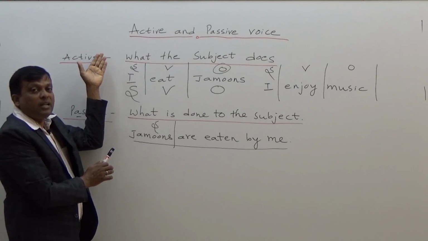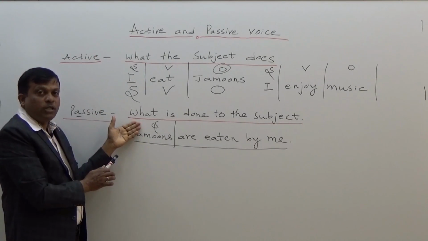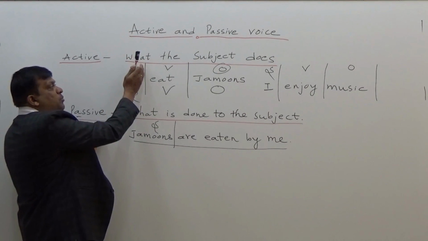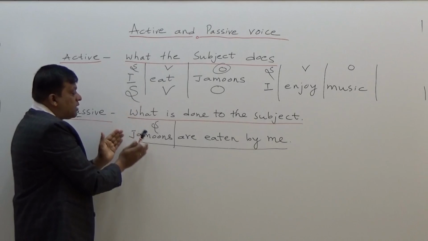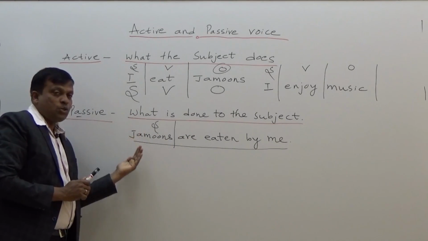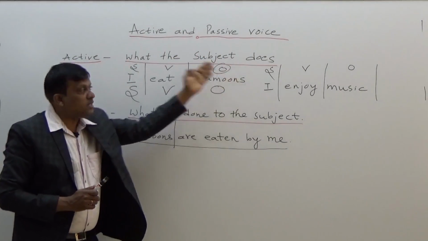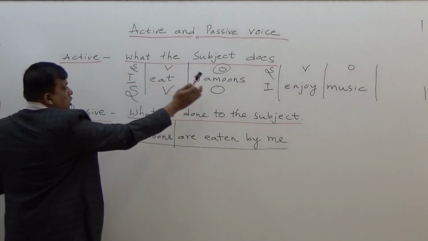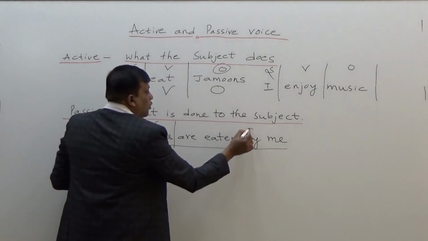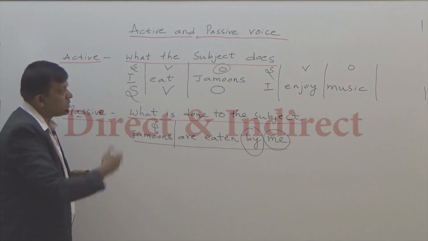Subject is a doer in active voice. Subject is not a doer in passive voice. In simpler terms again, subject does something in active voice. Subject does not do something in passive voice. So something is done to the subject is passive voice. What the subject does is active voice. So I eat jamuns. Jamuns are eaten by me. Later I will explain why this preposition by, why this me, that we will definitely discuss in detail.